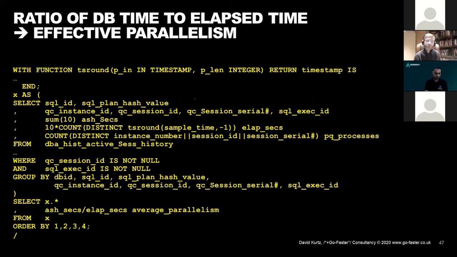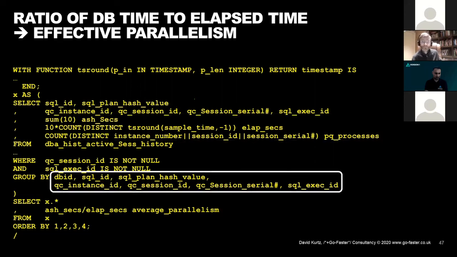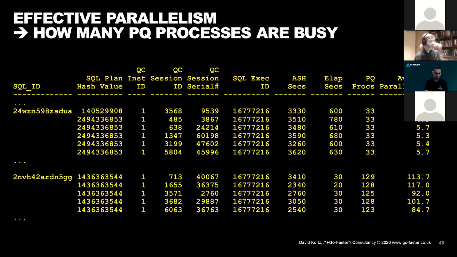If I look at the ratio of elapsed time to DB time, I get my effective parallelism. So here I'm going to count distinct sample times. That gives me my elapsed time, and I'm going to count the number of distinct processes grouped by instance, session, and serial number, grouped by query coordinator as well, and I'm going to take the ratio of those two values. And now I get a profile for each execution of each statement. How many processes did I have, and how many of them were active at any one time?